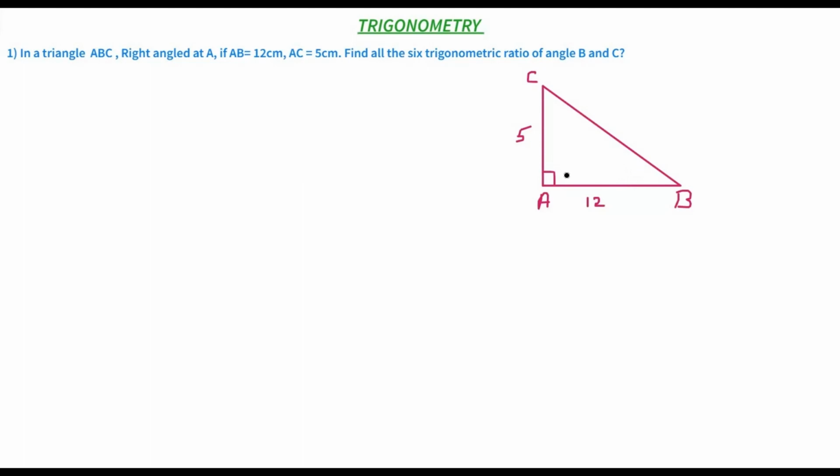I am taking this as a vast question so that you will understand how we form the ratios for B and separately for C. So this is our picture given, the figure given. Triangle ABC, right angled at A. Whichever angle is right angled, you will put the right angle here. And what else is given? AB is 12 cm, so this is 12 cm, and AC is 5 cm.